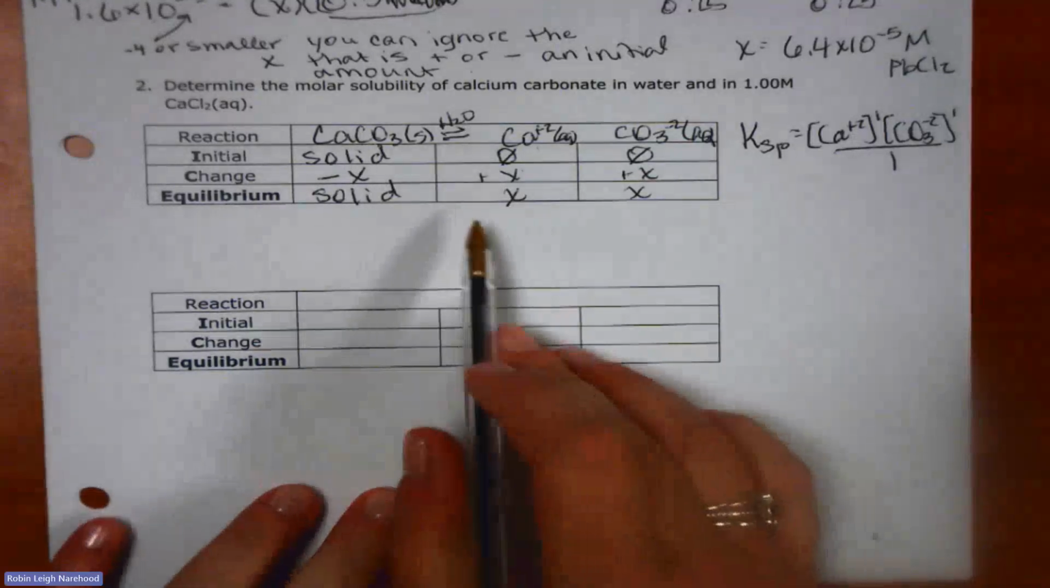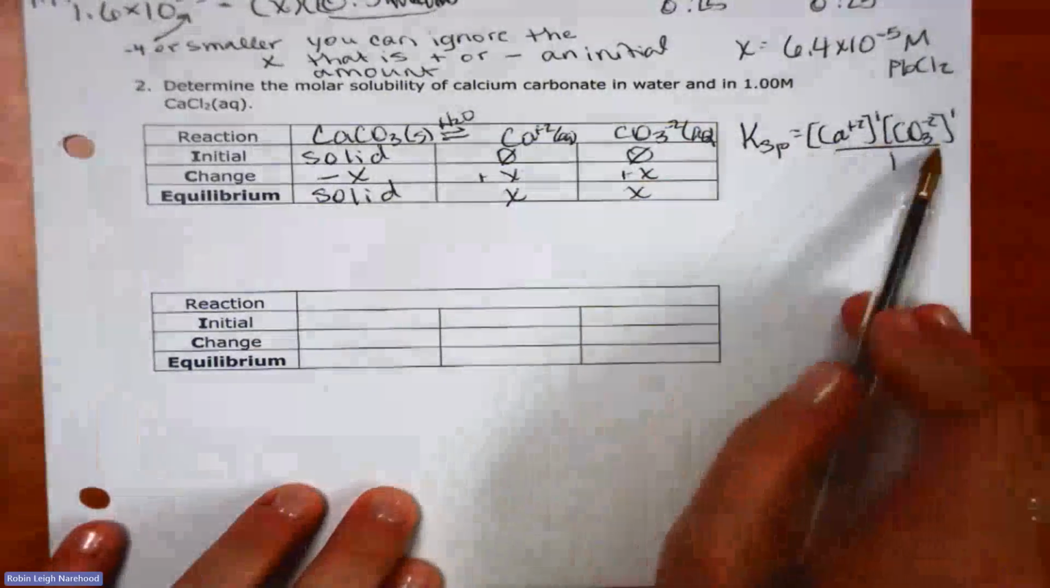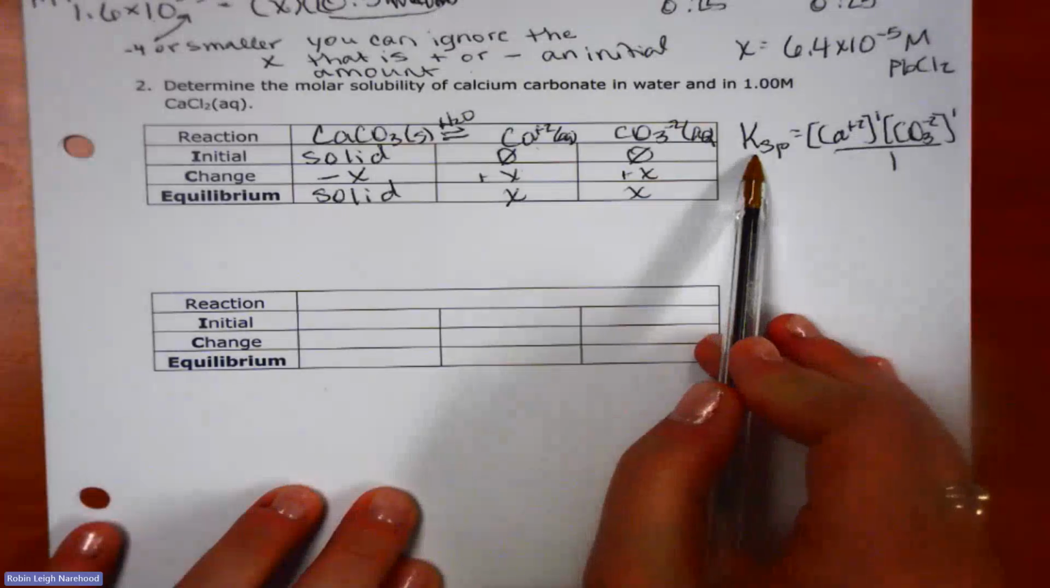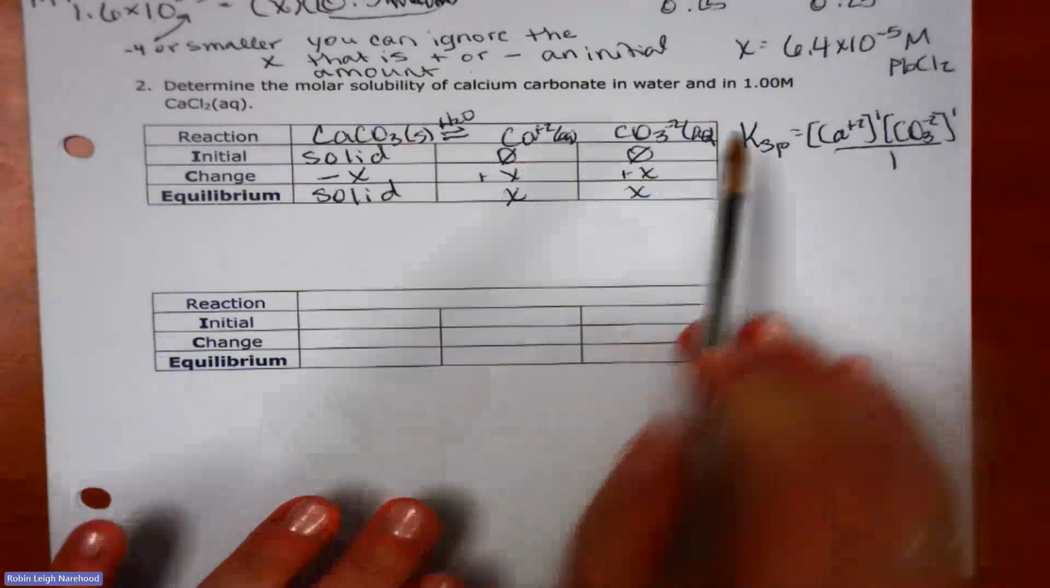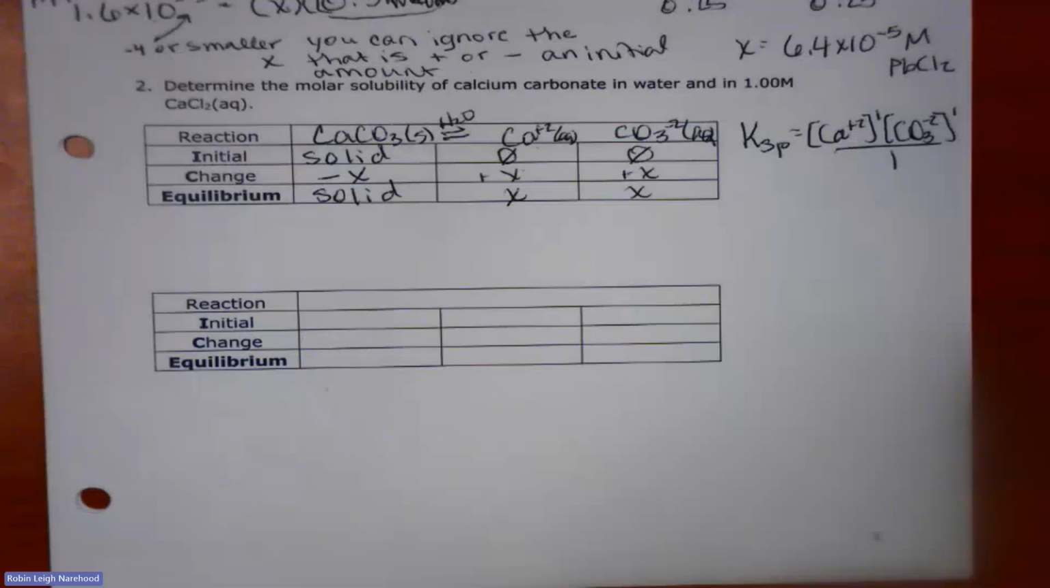So once we have our equilibrium amounts, then we would plug them into the expression. And this value is in our appendix. So again, all the ones that I give you, either I will give you the constant or it'll be one in the appendix. So don't just Google a number, because it might not be the same, because different references definitely have different numbers. And so just use the one from our appendix so that we all have the same values. So the Ksp is 8.7 times 10 to the negative 9.